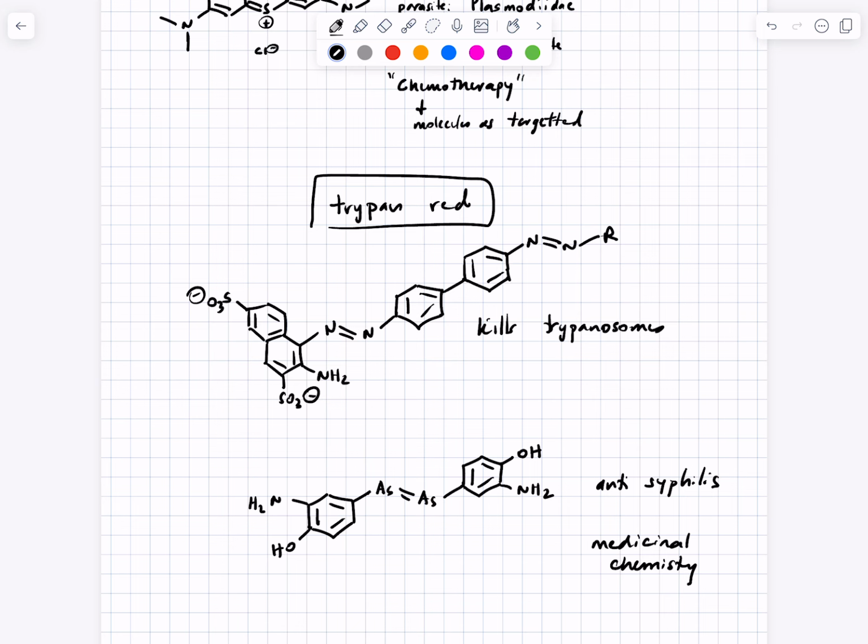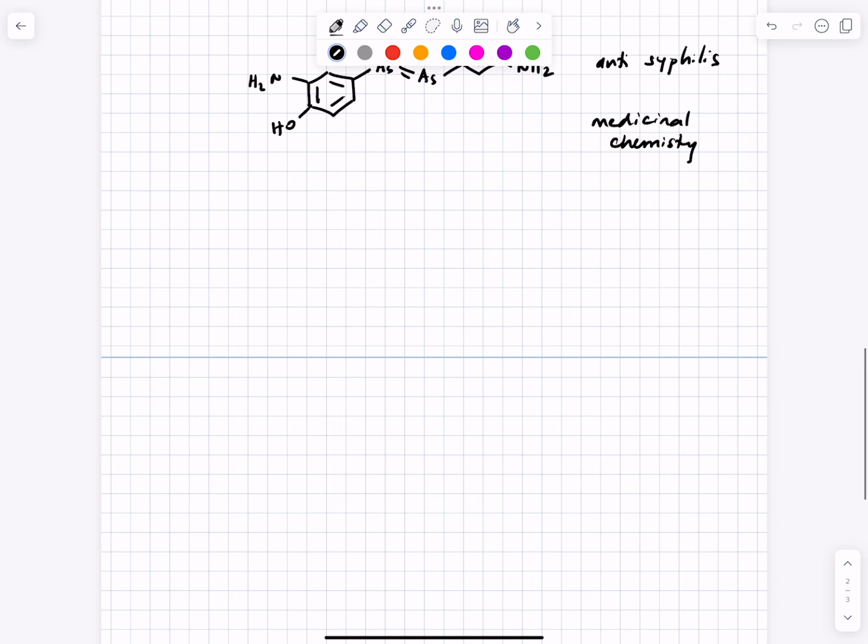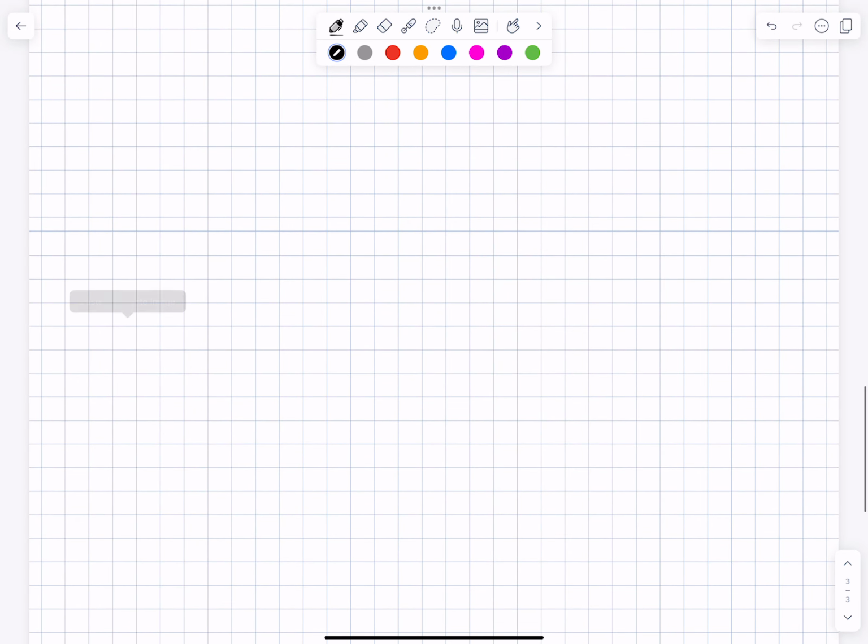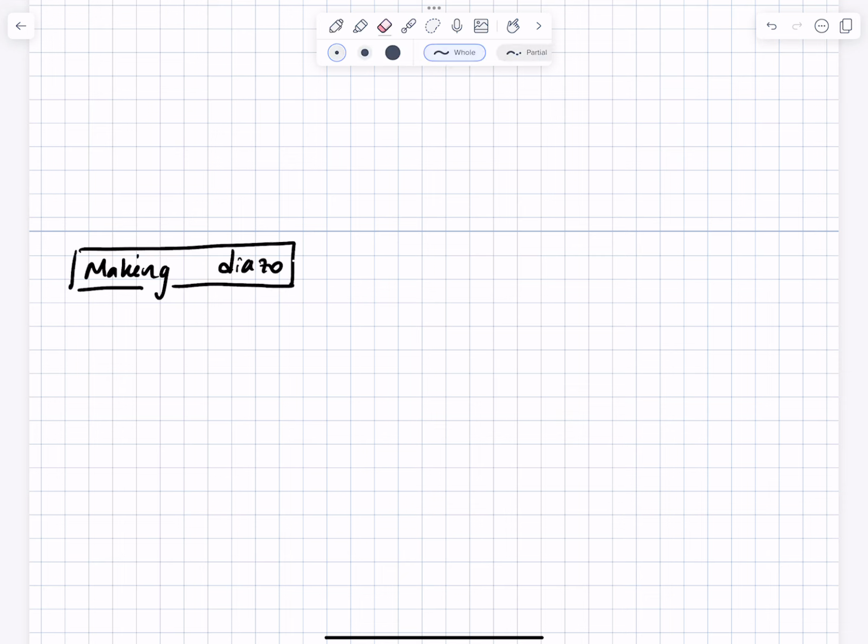Okay, so let's go back to the diazo compounds and talk about how we make them in the first place. This is going to be a few new reactions, and then much of it is going to be a review of chemistry we talked about in our chapter on electrophilic aromatic substitutions. So, making diazo compounds.